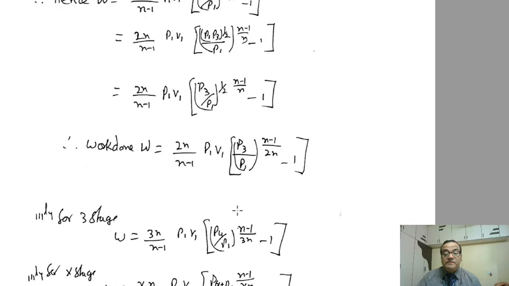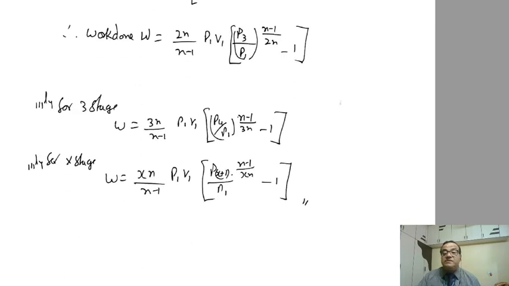Now we can see the work done is equal to 2n/(n-1) P1 V1 [(P3/P1)^((n-1)/2n) - 1], with the half put here. The same way applies for three-stage and four-stage compression. For three-stage, the work done is 3n/(n-1) P1 V1, and for three stages the delivery pressure should be P4, whereas for single stage it is P2 and for two-stage it is P3, so (P4/P1)^((n-1)/3n) - 1.